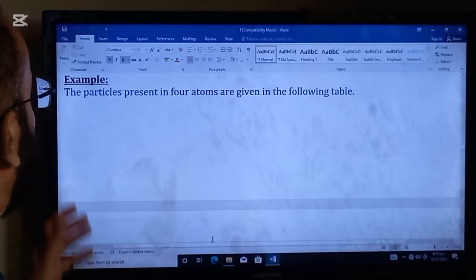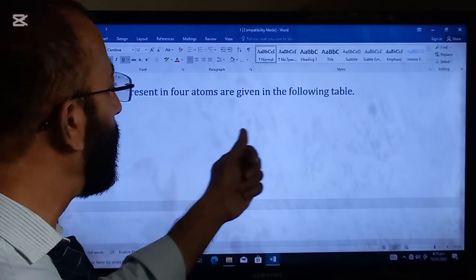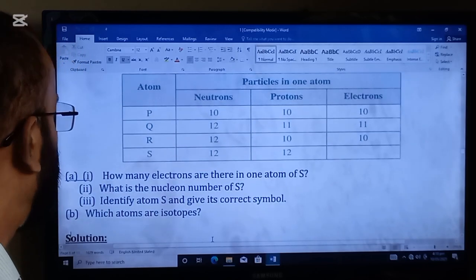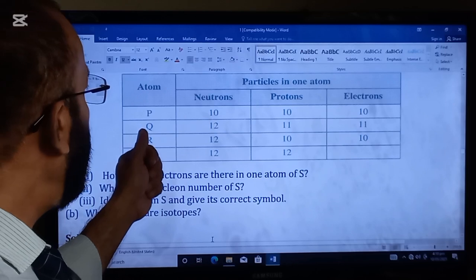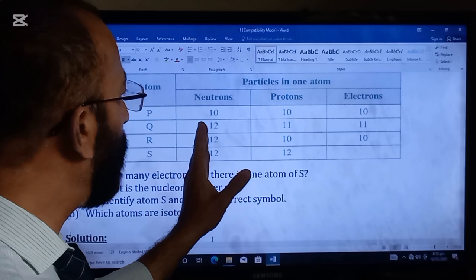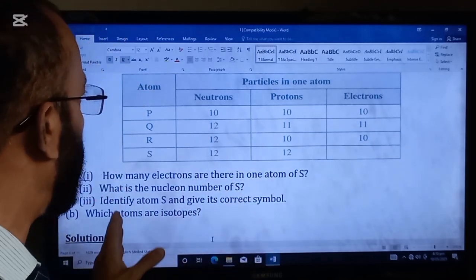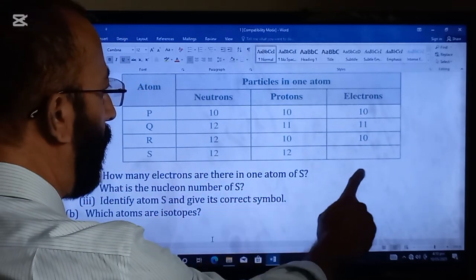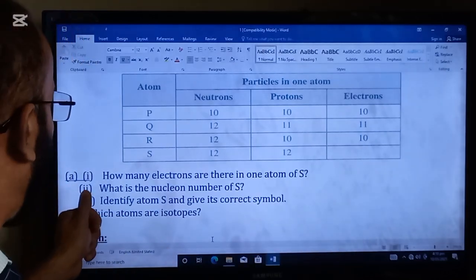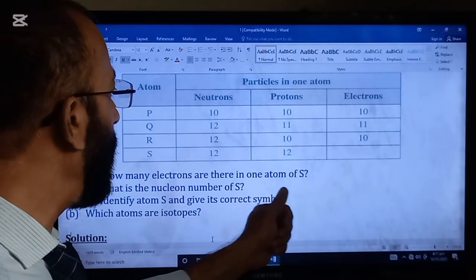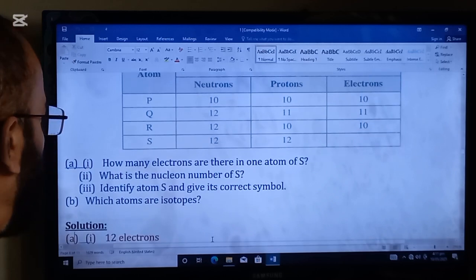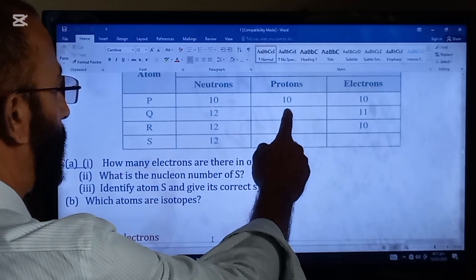Another question is: the particles present in 4 atoms are given in the following table. And here is a table with P, Q, R and S. There are 4 atoms, and the numbers of neutrons, protons and electrons are given. But the number of electrons of S is missing. First part is, how many electrons are there in one atom of S? Their proton number is 12.